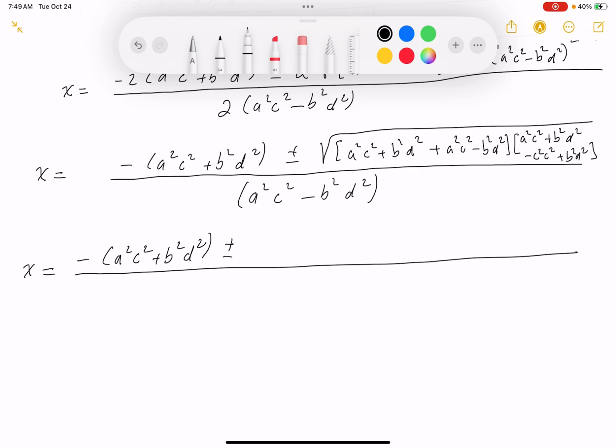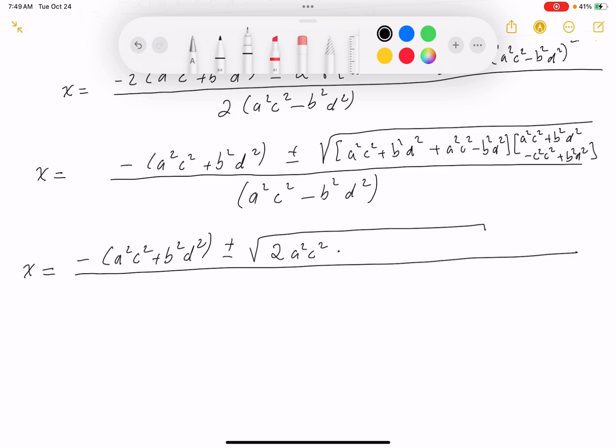Almost like bookkeeping. And what do you get there? For the first guy, you would get 2 a squared c squared. Right, that looks pretty good, by the way, because the b squared d squared disappears. You get 2 of those a squared c squareds. On the second guy, what do I get?